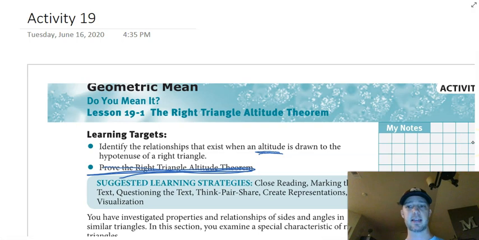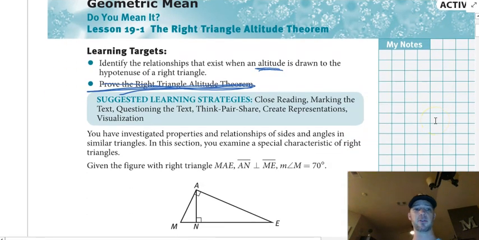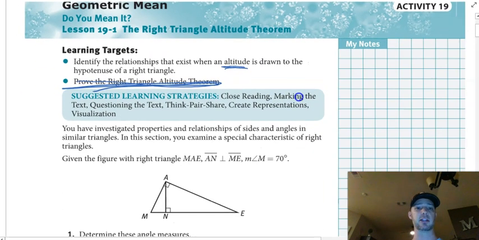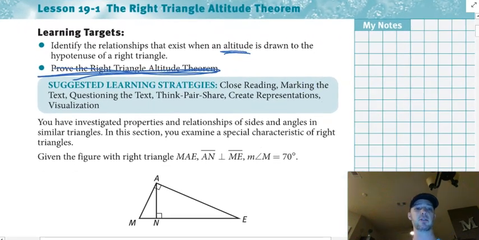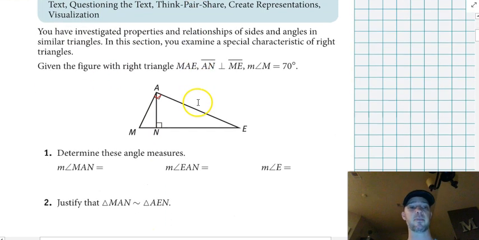So in this activity, we are going to be focusing on learning about the relationship when an altitude is drawn on a right triangle from the right angle to the hypotenuse. So like the example down here, we have a big right triangle MAE. There's a big right angle there. And then if we draw the altitude from that right angle to the hypotenuse, we're going to learn what properties these triangles have. So given the figure, we have the big triangle where AN is perpendicular to ME.